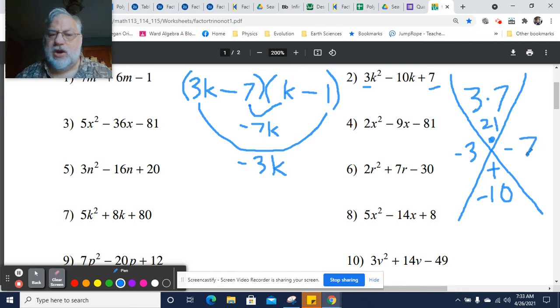Now, once we know that, we can actually take this and break it up into a 4-term polynomial. We could say 3k.